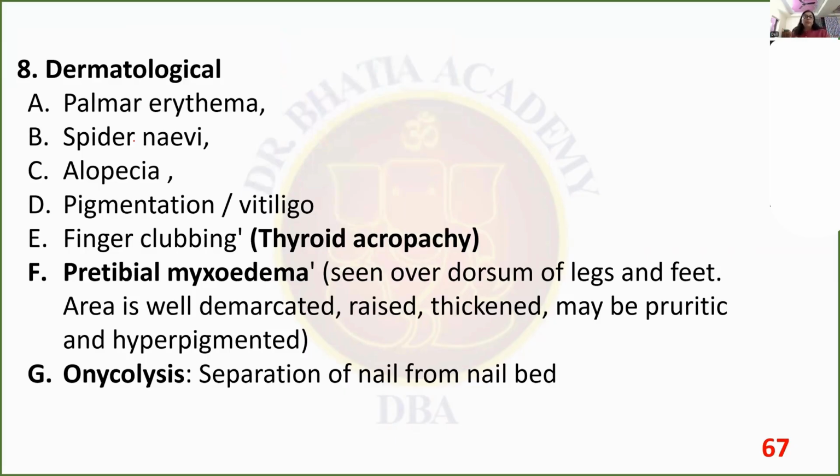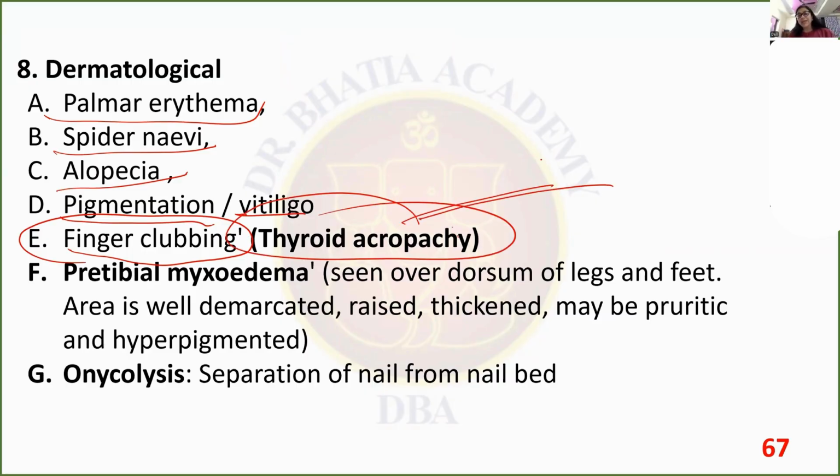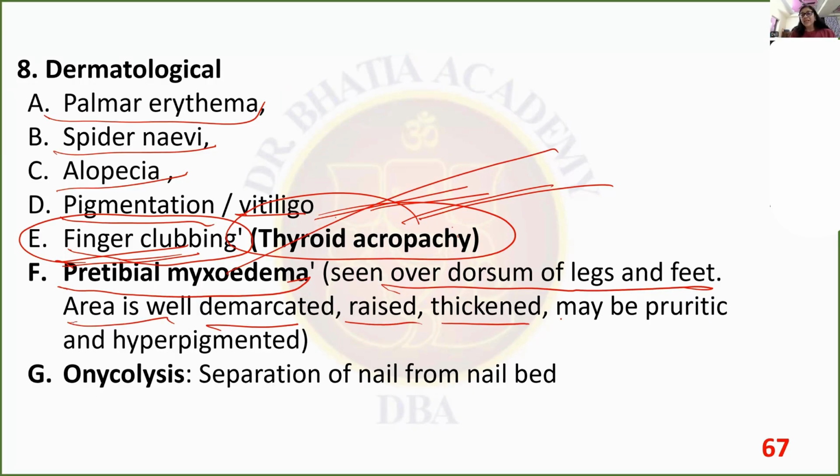Dermal signs, again very important, there is palmar erythema. There is redness of the palms, spider nevi, loss of hair, alopecia, there is pigmentation or vitiligo, finger clubbing, that is thyroid acropachy. This is again very, very important, a very typical sign of Graves'. Then pretibial myxedema, which is seen over the dorsum of the leg and feet. This is again a misnomer, as I just told you. The area is well demarcated, raised, thickened, and may be pruritic and hyperpigmented.